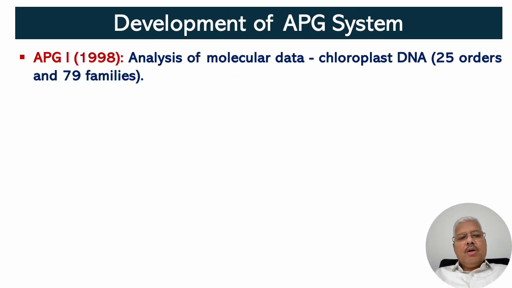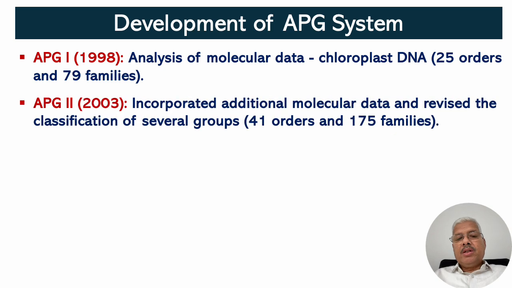The first version of the APG system was published in 1998. Three further versions of the system of classification were published in 2003, 2009 and 2016, each with multiple compilers and contributors. APG1 was the first version, which was published on a comprehensive analysis of molecular data primarily from the chloroplast DNA. APG1 classification of angiosperms recognized 25 orders and 79 families.